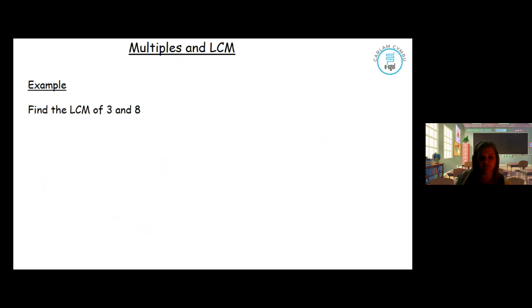So for example, find the lowest common multiple of 3 and 8. This would involve us writing down, and it's important, examiners will look for this, your times tables. So let's write down a few of our 3 times tables. We start on 3, then 6, 9, 12, 15, and I don't actually know how far I need to go yet, so I'm going to stop there for a minute, and I'm going to move on to the 8s.